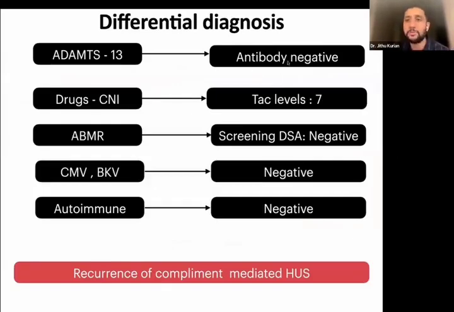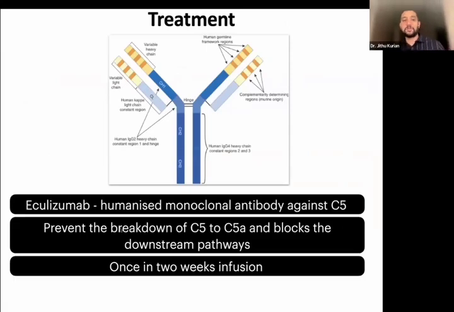This test, which costs about 7,000 rupees, was done in Manipal. The drug levels were fairly okay. For ABMR, we checked DSA, and it was negative. The CMV and BKV PCRs were negative. Autoimmune parameters were negative. So the recurrence of a complement-mediated HUS was provisionally diagnosed.